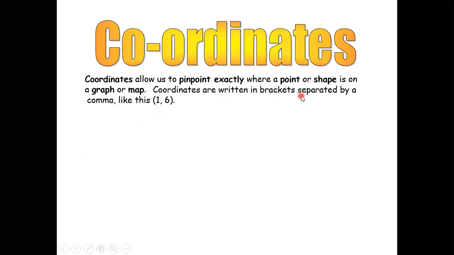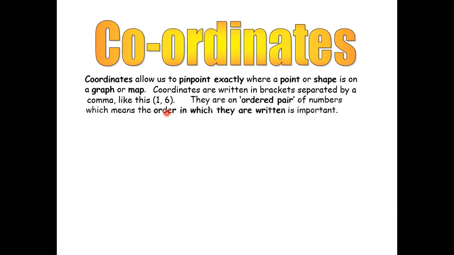Coordinates are written in brackets, separated by a comma, like this. One example is given here: (1, 6). They are an ordered pair of numbers, which means the order in which they are written is important. If it is (1, 6), it is one point, and if the order is changed, that is, (6, 1), it is another point. So, the order of numbers is important.